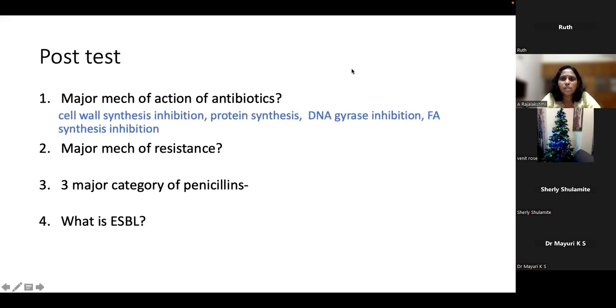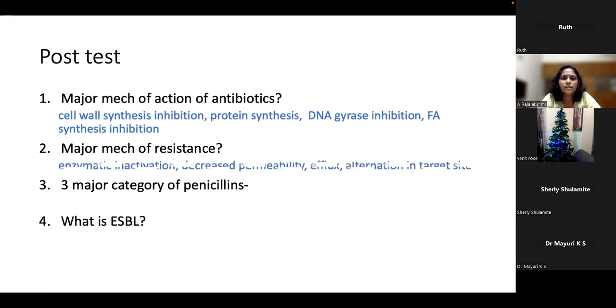Cell wall synthesis inhibition? Yes. Protein synthesis? Yes. DNA gyrase inhibition, folic acid synthesis inhibition. And coming to the second question, major mechanism of resistance. Yes, you have answered. Enzymatic inactivation, efflux pumps, decreased permeability and alteration in the target site.